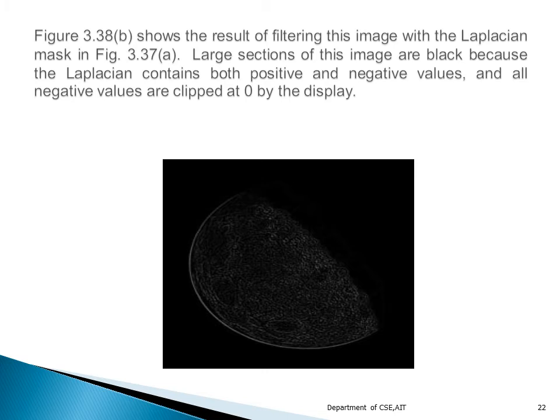First we will apply our mask A. When I apply this mask A, you can see that large sections of this image will become black because it has both positive and negative values, and all the negative values are clipped at 0 by the display. So this is what we are going to get when I apply the mask A. That means this is not giving much effect. It is not giving a very good effect. So when I apply the mask 3.37 A.